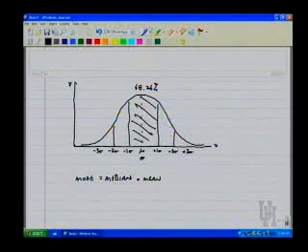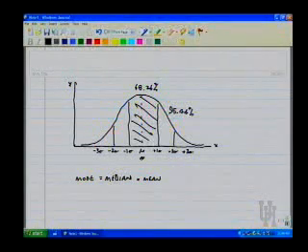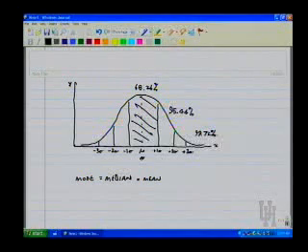Between +2 and -2 standard deviations reside 95.44% of all scores in the distribution. And between + and -3 standard deviations, 99.72% of all scores in the normal distribution.